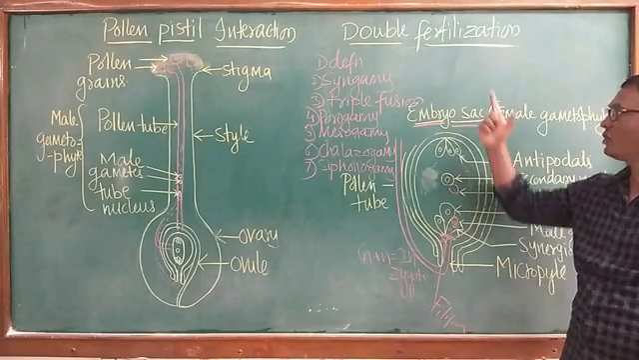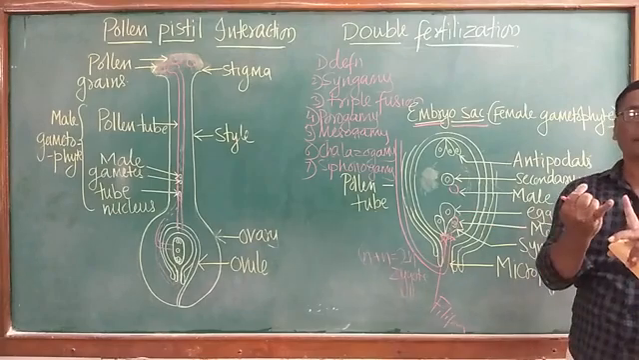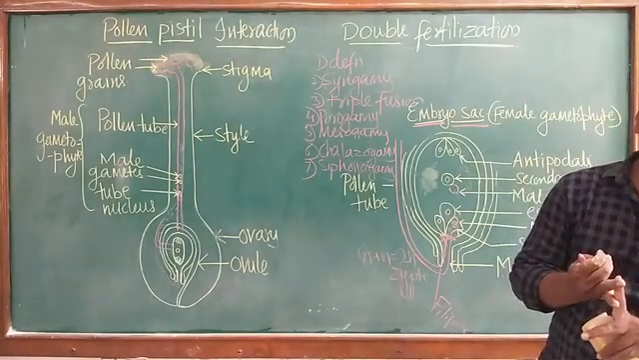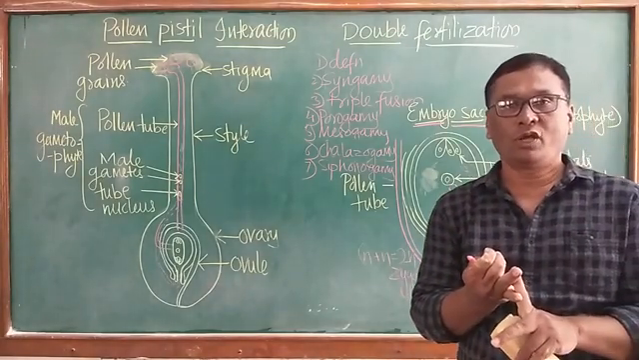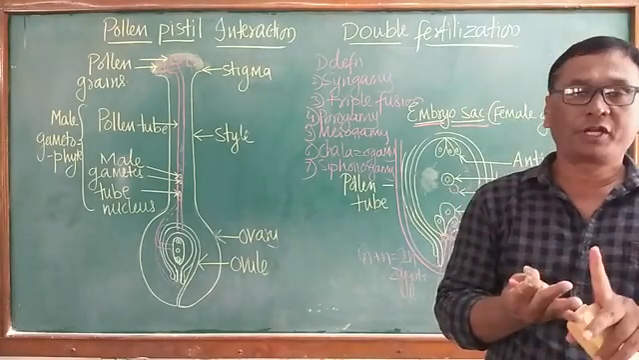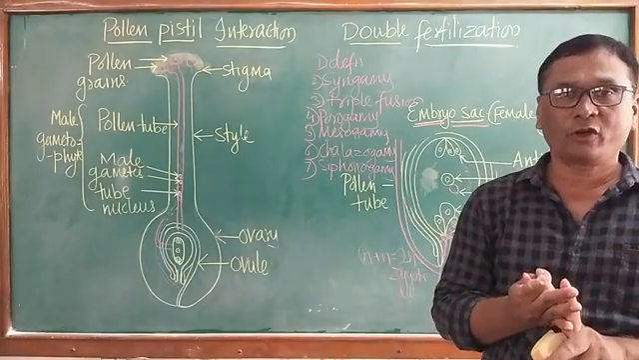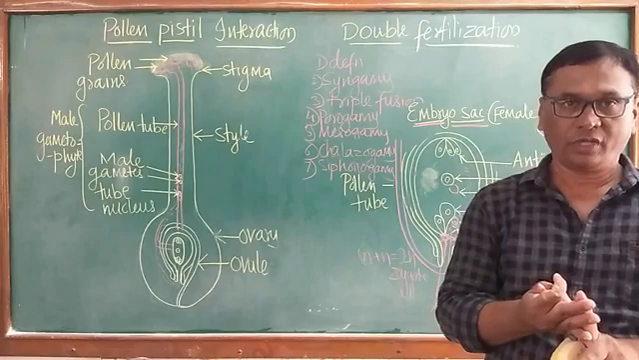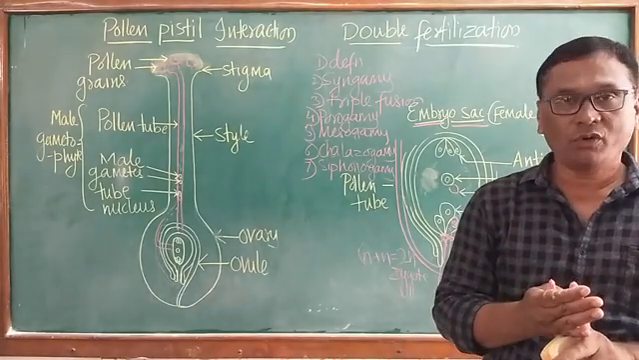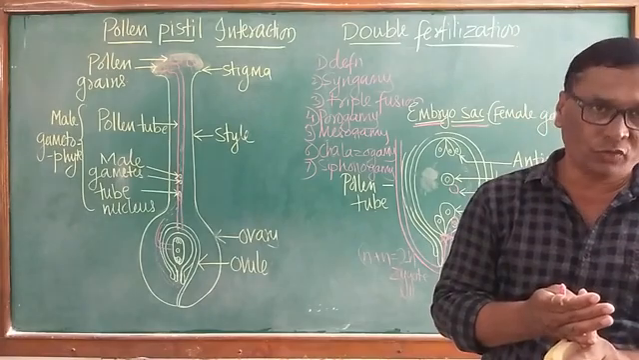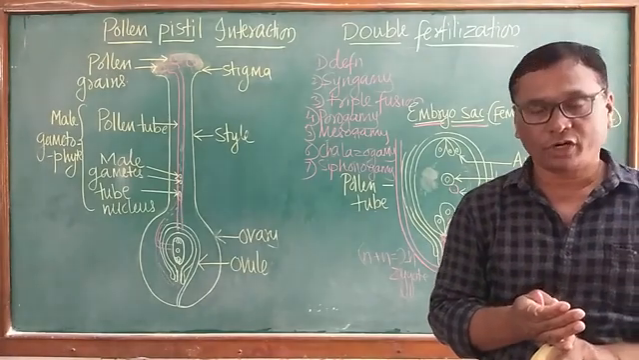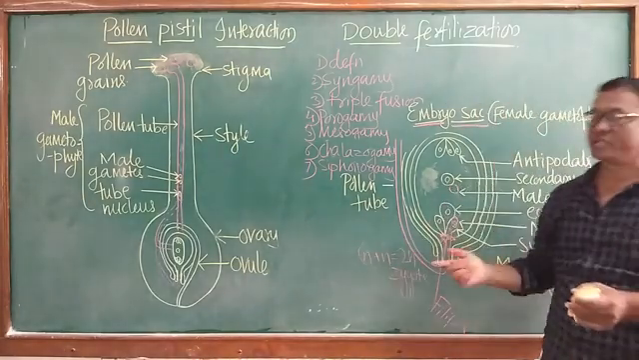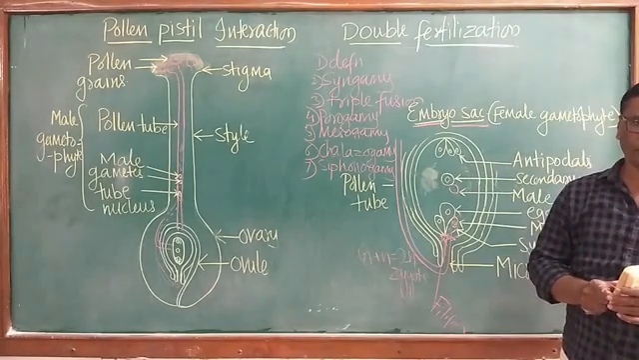What are the significances of double fertilization? It is the characteristic feature of angiosperms. Syngamy, the first fertilization, leads to the formation of the zygote, which develops into the embryo. The triple fusion leads to the development of the primary endosperm nucleus, which later develops into the endosperm. In the process, the entire ovule gets converted into seed and the ovary gets converted into fruit. This is the general significance during the study of double fertilization.